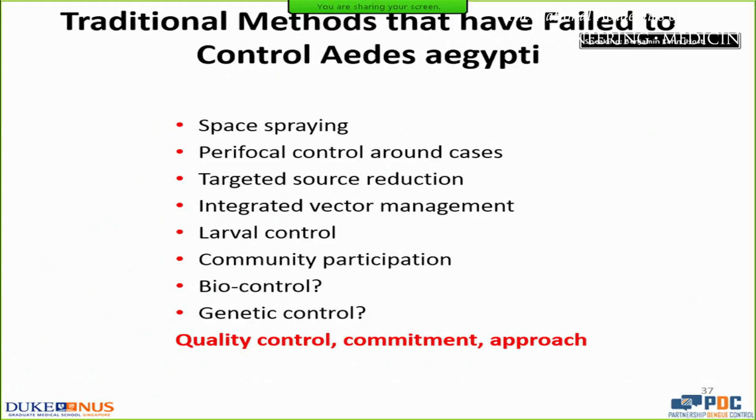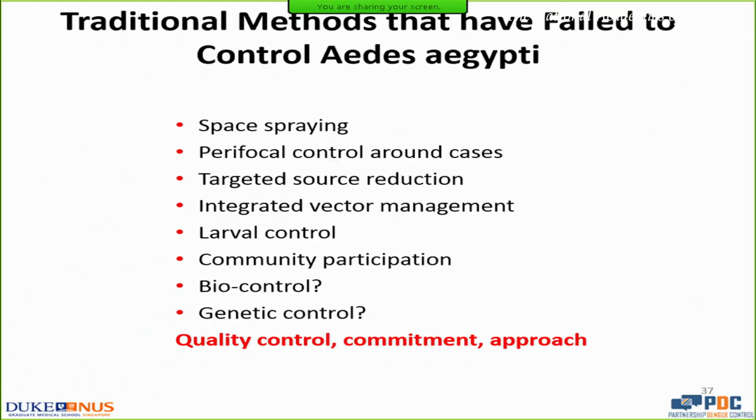Perifocal control around cases could work well for controlling the initiation of the cycle after an importation. If we could quickly diagnose and identify these people, we could do very limited spraying in their house and nearby houses to control Aedes aegypti because it has a very limited flight range, only about 100 meters over the course of its lifetime. Targeted source reduction: if we eliminate the larval habitats of Aedes aegypti around houses, sometimes in sewers or other locations, we can have a major impact on reducing their populations and in suppressing transmission.